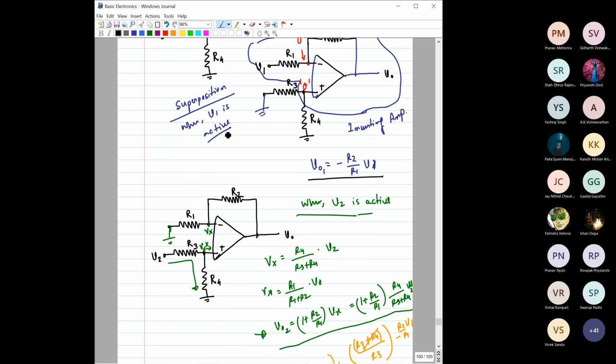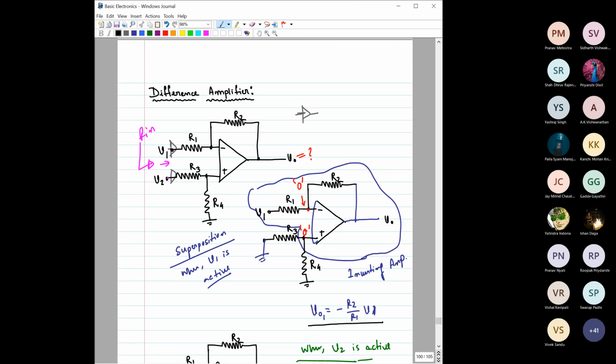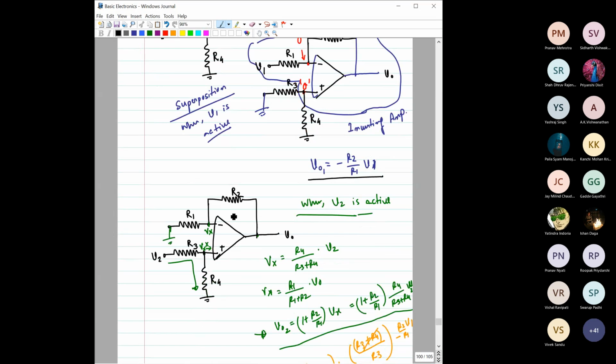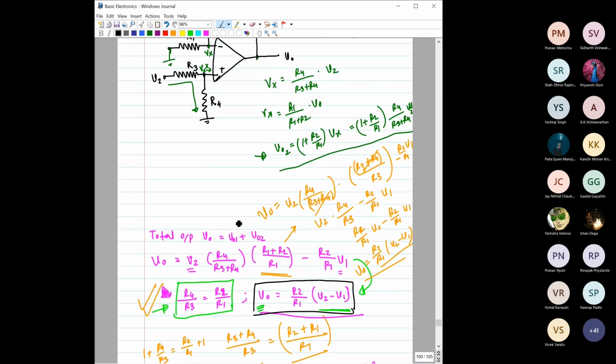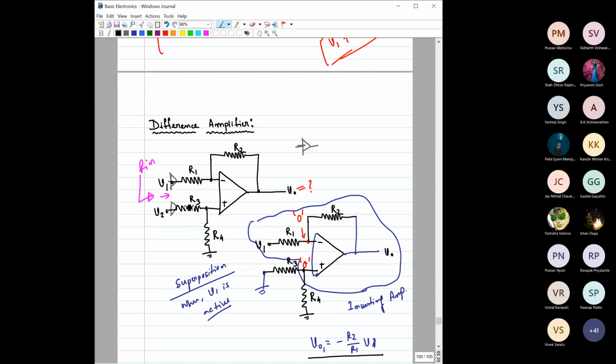we have to put one criterion, and that criterion is R4 by R3 is equal to R2 by R1. See this criterion once again: R3 by R4 should be equal to R1 by R2. This ratio should be the same. So R1 by R2 should be equal to R3 by R4. If we have that ratio, then we can write output is equal to R2 by R1 into V2 minus V1, right? So that's why it's called the difference amplifier.